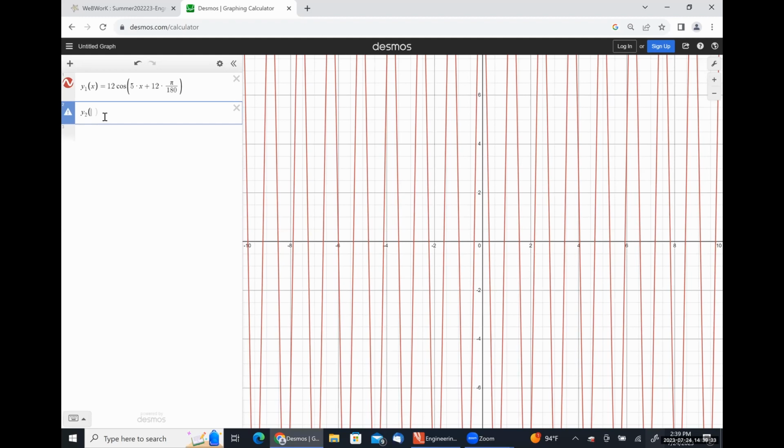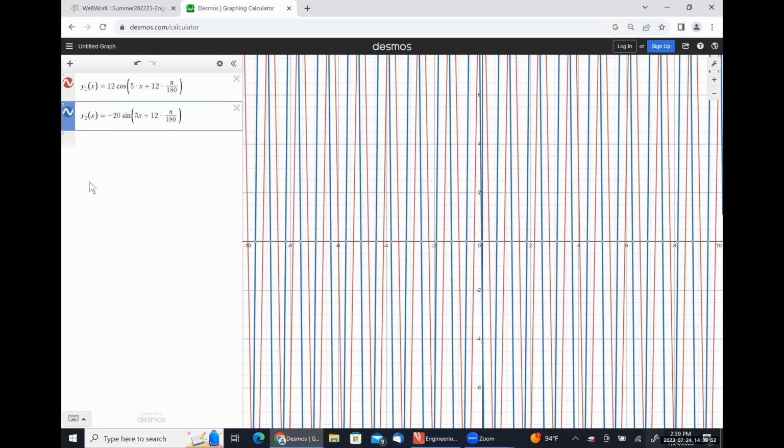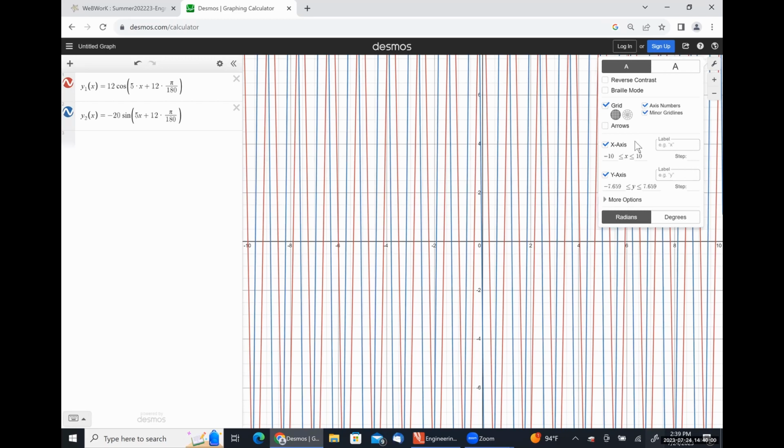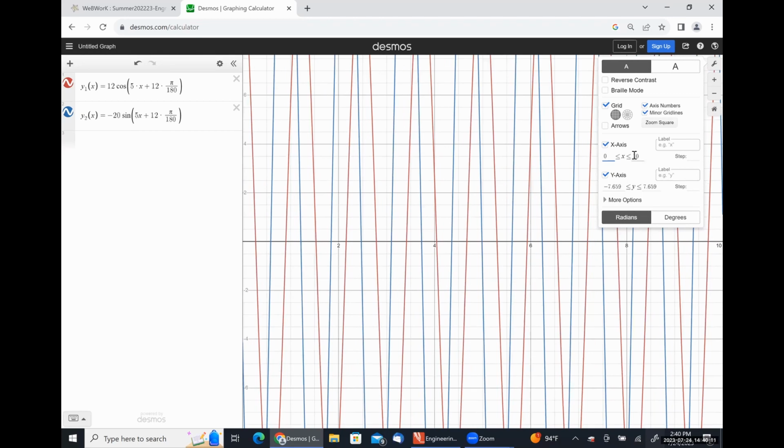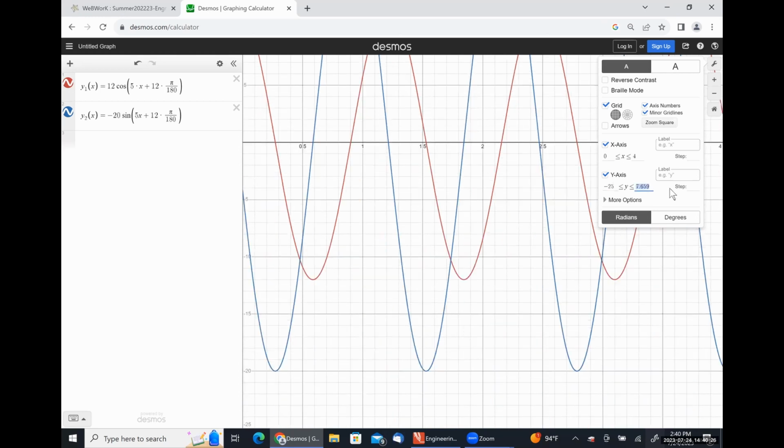Y2, which will be the inductor voltage, is negative 20 sine 5x plus 12 times pi over 180. And I'm going to play with the settings here really quickly. Let's change the x-axis values. Instead of plus and minus 10, let's start at t is equal to 0 and go out to, let's say, t is equal to 4. And let's make our y-axis go from negative 25 to positive 25.